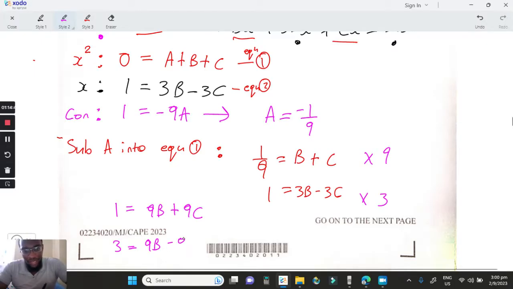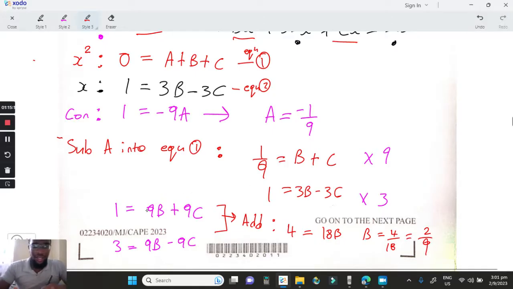Then I can add the two equations. By adding them, 1 plus 3 I get 4, equal to 9b plus 9b is 18b, and I notice the c's cancel. Divide by 18, so b is equal to 4 over 18, which is 2 over 9. In that case, I can now go ahead and find c.